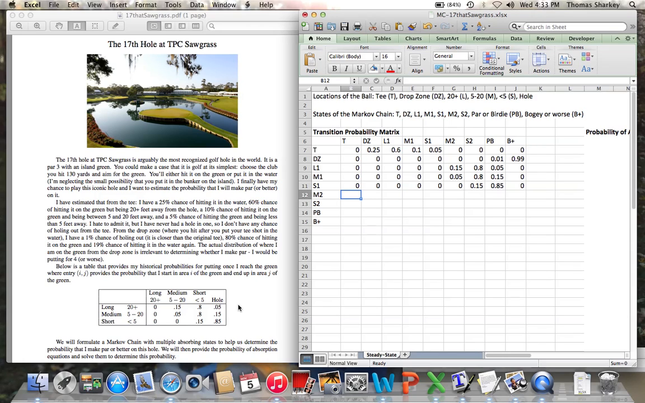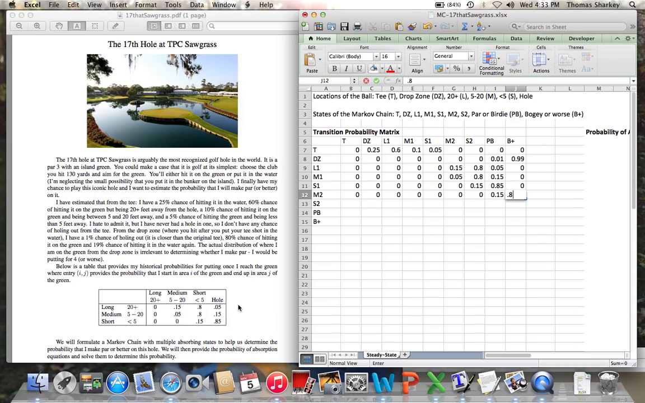Now M2, what becomes interesting is at M2, I'm hitting my third shot. So I am either going to hole out and make my par or better, or I'm going to miss it and I'm going to make bogey or worse. So we're going to have all zeros except for the par or better state and the bogey or worse state. And so basically, I only hole out 15% of the time if I'm a medium distance away.